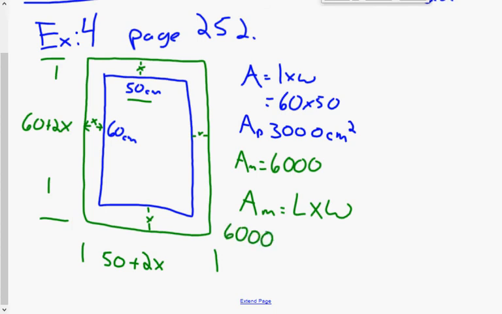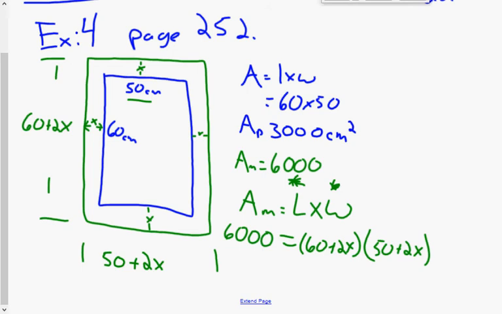I'm going to fill in values now that I know. I know my area is 6,000. I know that value because I found it here, right? I'm going to plug in these two guys here. So I know my length is 60 plus 2x times my width, which is 50 plus 2x. Okay? That's the hard part. I've set up the equation now.